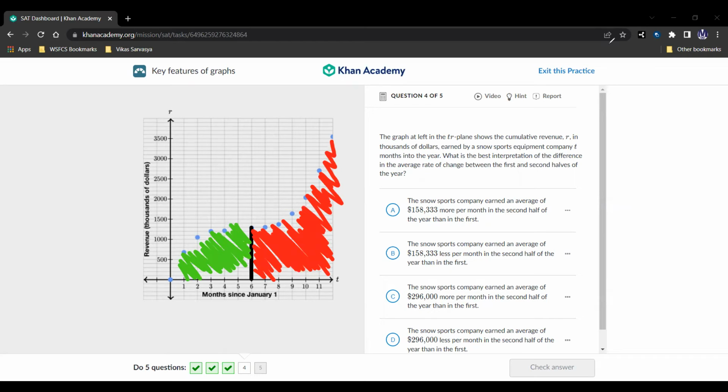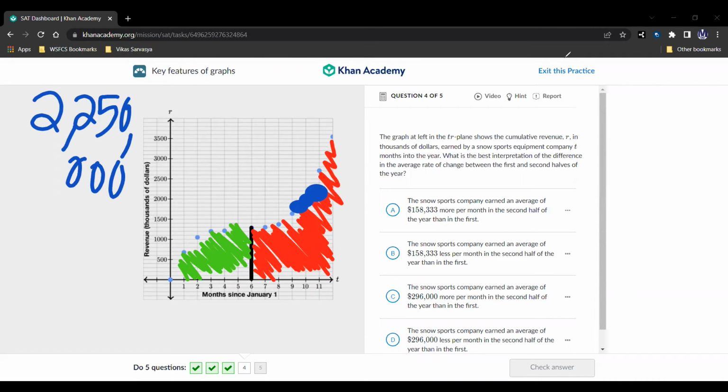Well, let us see. In the second half, our average seems to be maybe right there, somewhere around that, like here or here. This is where our average is, so something like this. So when we look at this, this is around 2,250, which is going to be 2,250,000.